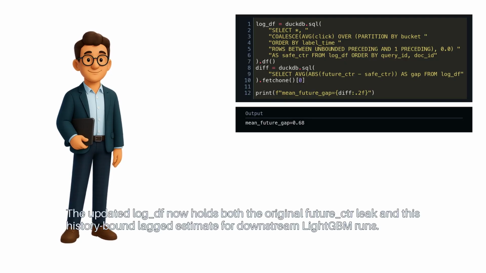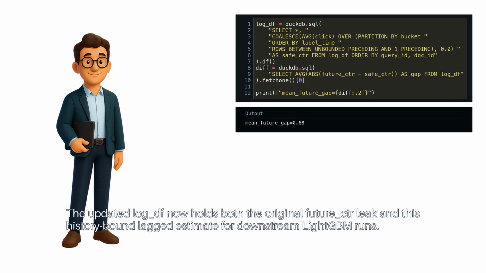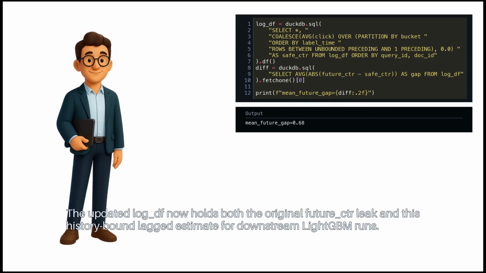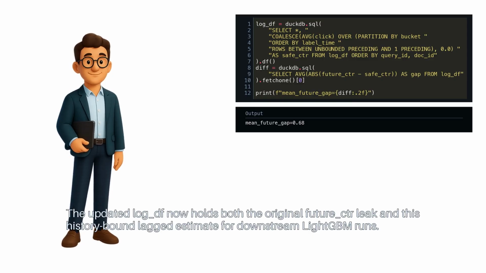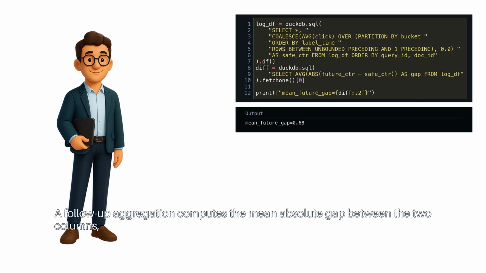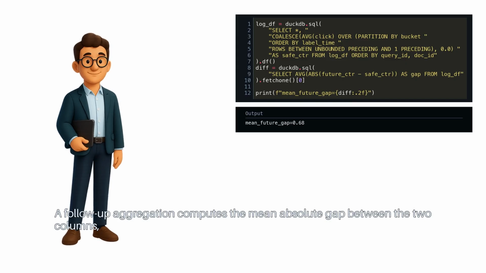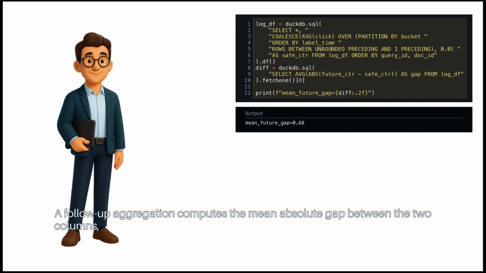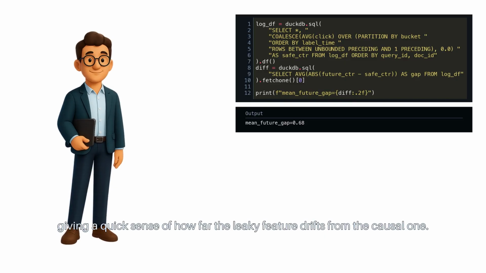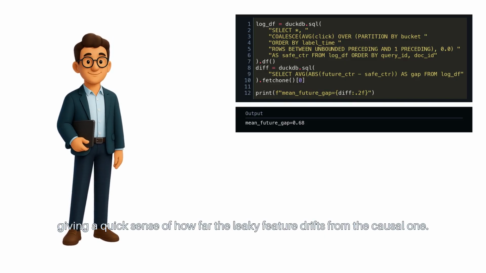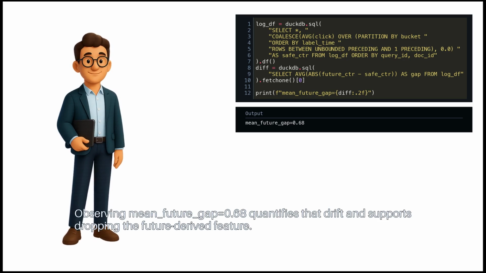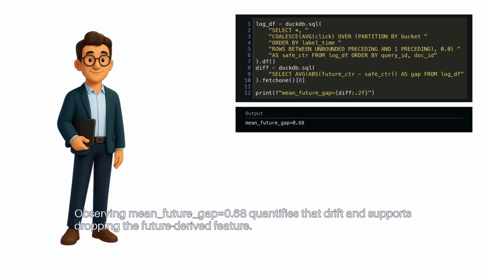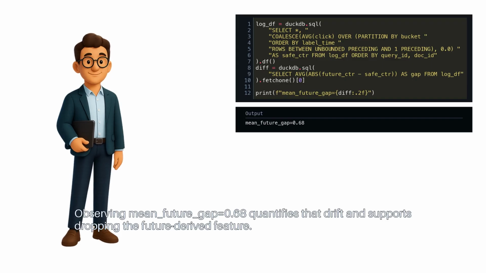The updated logdf now holds both the original future CTR leak and this history-bound lagged estimate for downstream LightGBM runs. A follow-up aggregation computes the mean absolute gap between the two columns, giving a quick sense of how far the leaky feature drifts from the causal one. Observing mean future gap equals 0.68 quantifies that drift and supports dropping the future-derived feature.